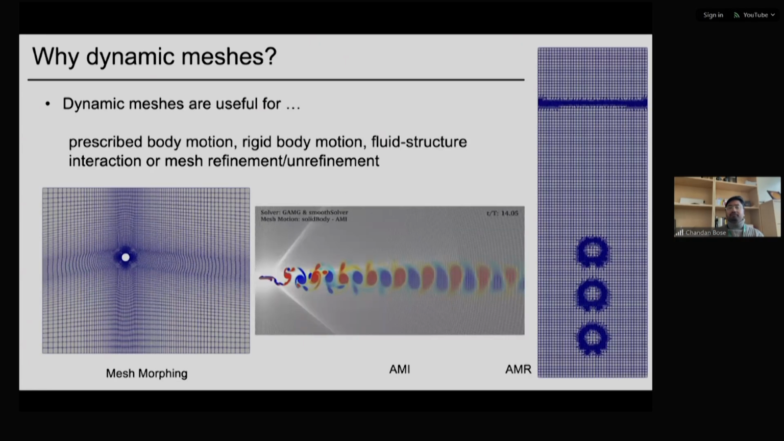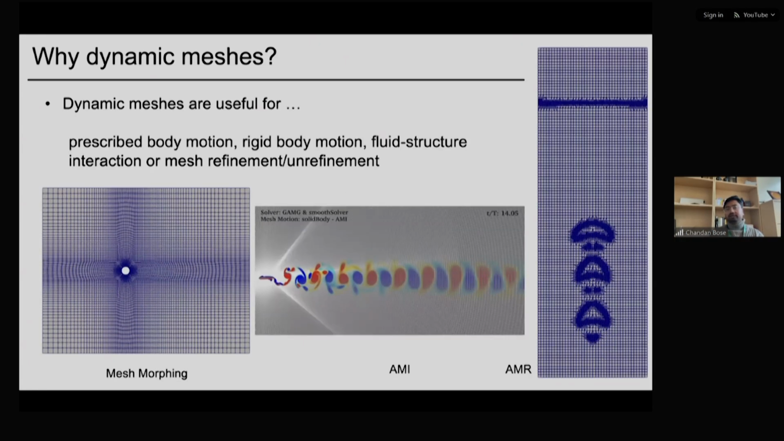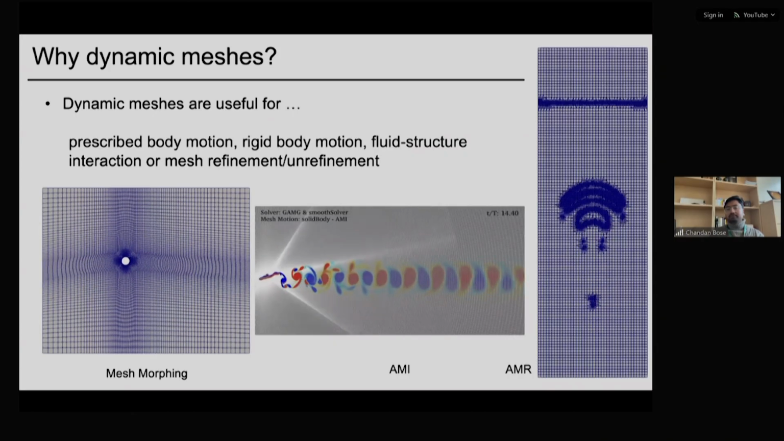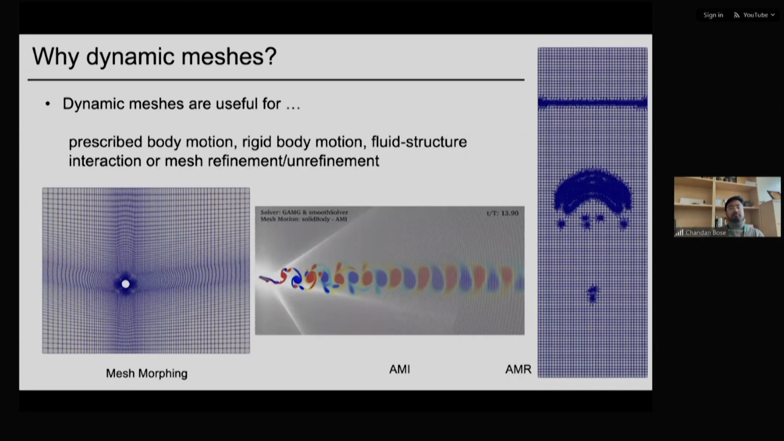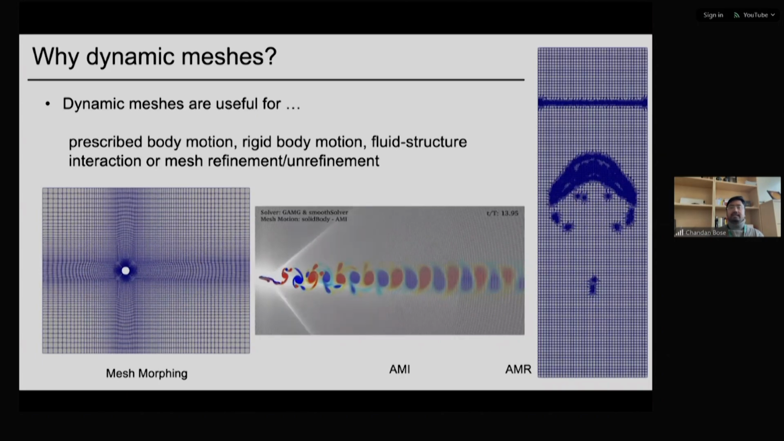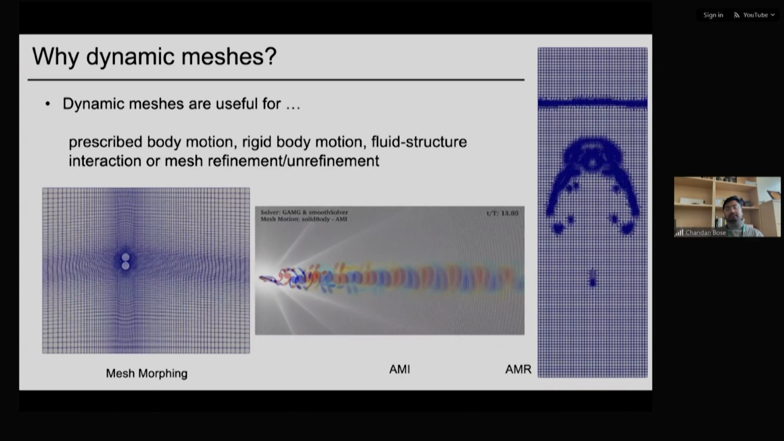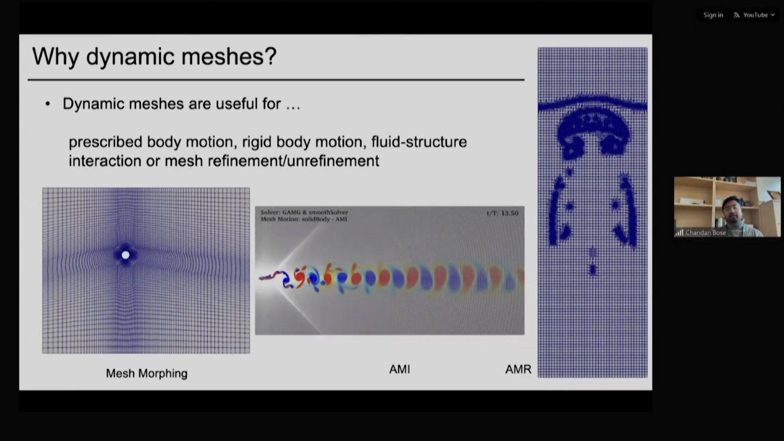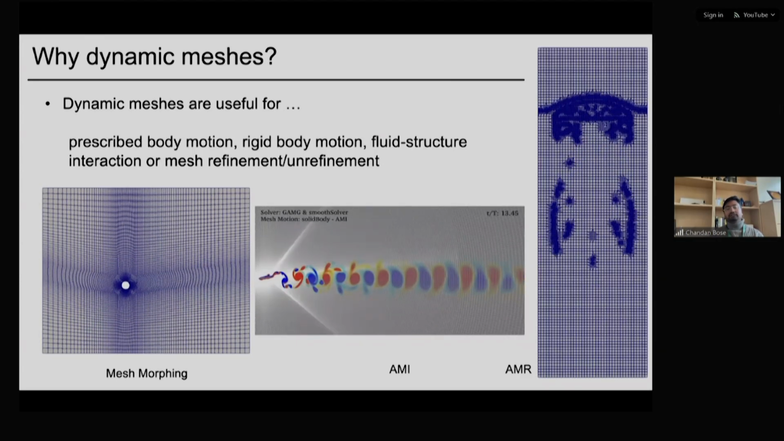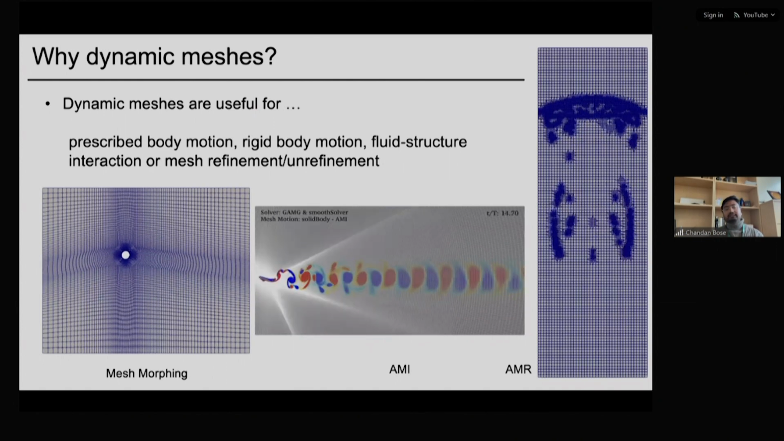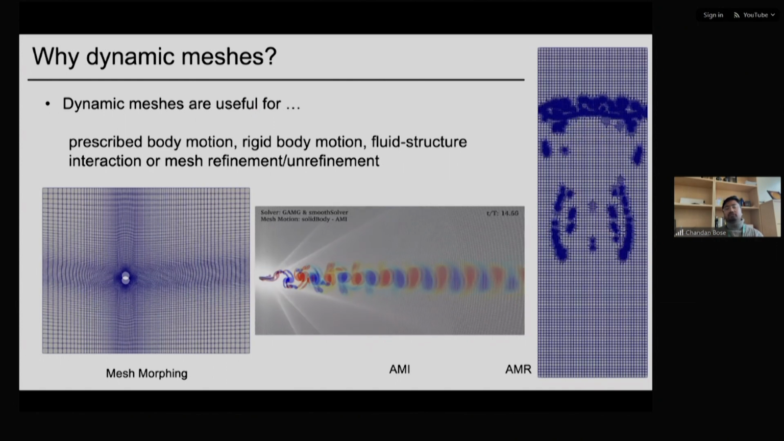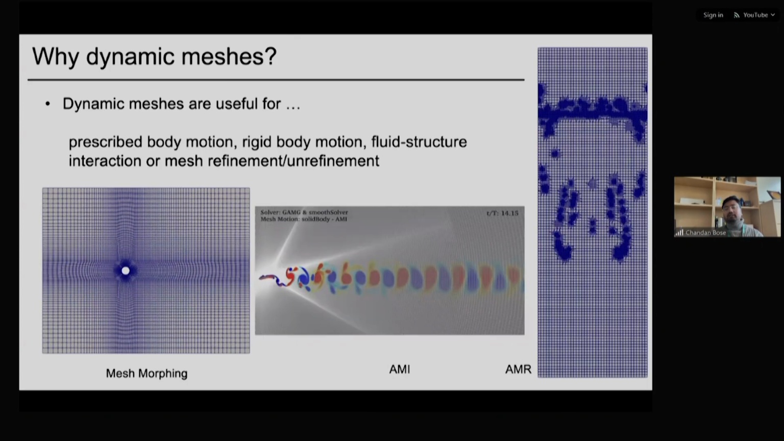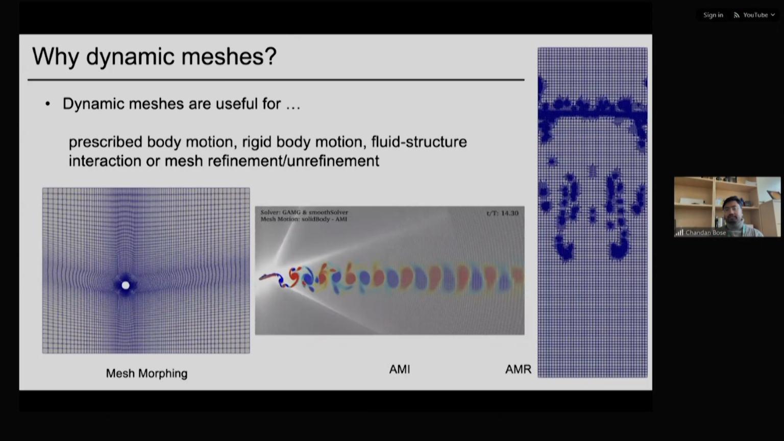Now, dynamic meshes are useful, as I already told, to incorporate prescribed body motion, where we want to simulate a moving cylinder, for example, a very standard benchmark problem that you can see. And you can see on the left, where it is having a mesh morphing, as the cylinder is moving up and down with a prescribed velocity or displacement, the cells around it are getting deformed to accommodate that motion. And that is basically called the mesh deformation or mesh morphing technique.